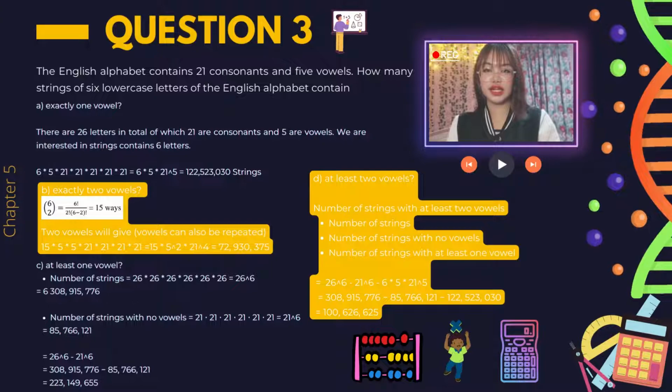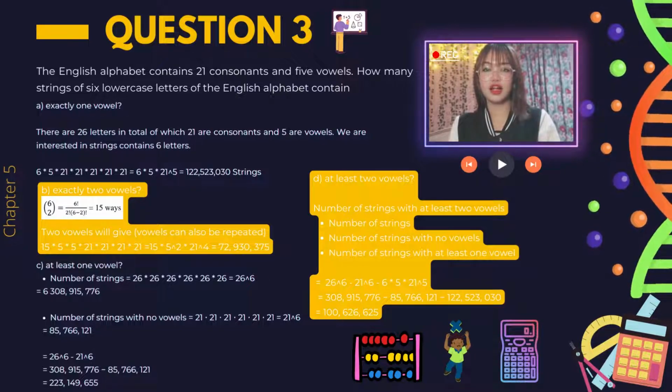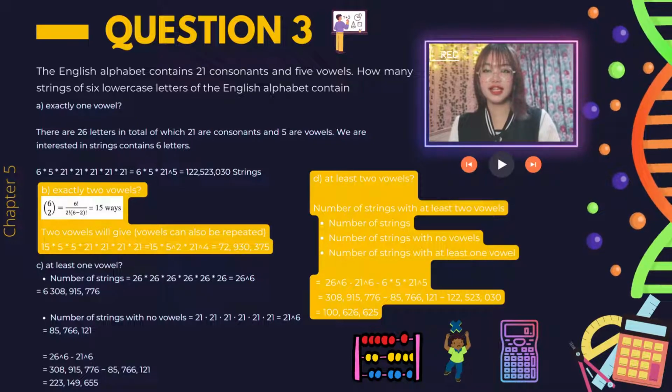Continuing with question 3, the English alphabet contains 21 consonants and 5 vowels. How many strings of 6 lowercase letters of the English alphabet contain A. Exactly 1 vowel, B. Exactly 2 vowels, C. At least 1 vowel, and D. At least 2 vowels?